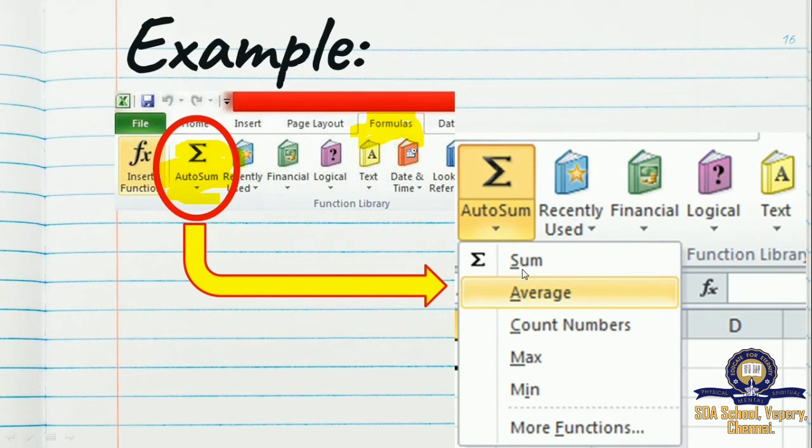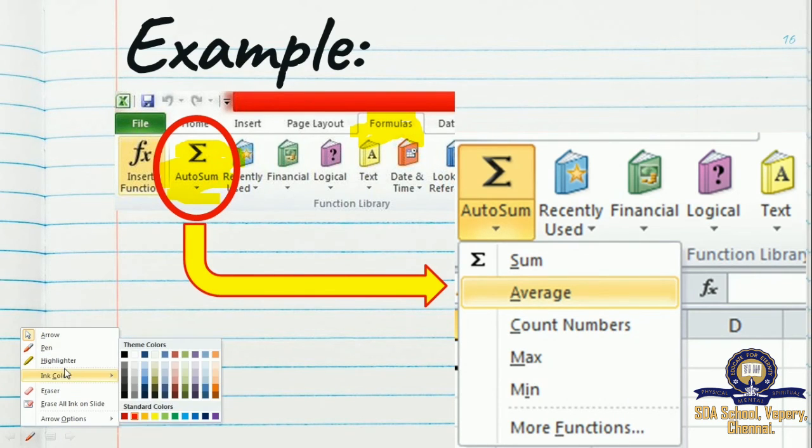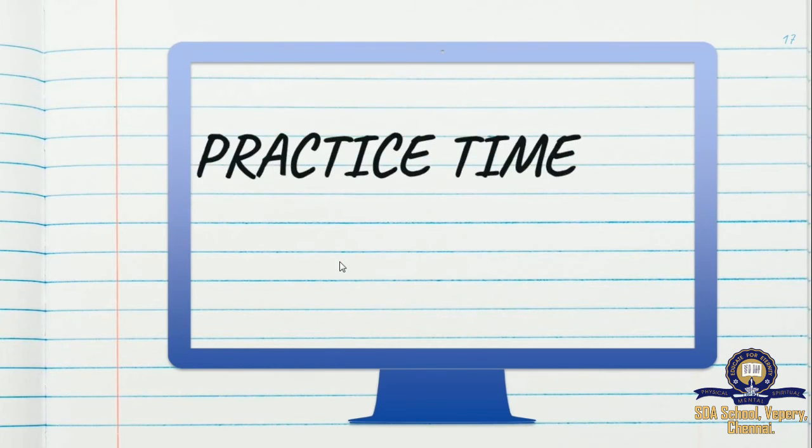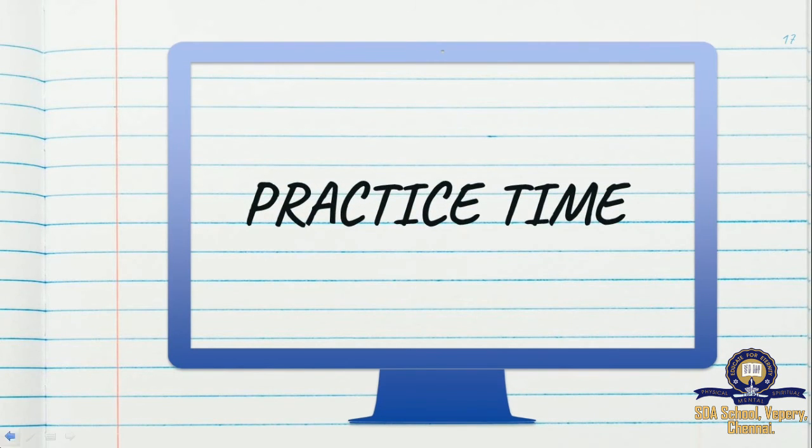And here you can see sum, average, count numbers, all the values you can see here. Look at this: sum, average, count numbers, max, minimum. Okay, more functions. If you click, you will have more functions. So this is how you will reduce your time by selecting directly the auto sum option. Understood? Now we are going to work out this auto sum also in MS Excel.